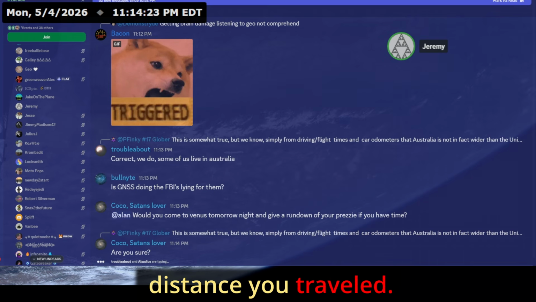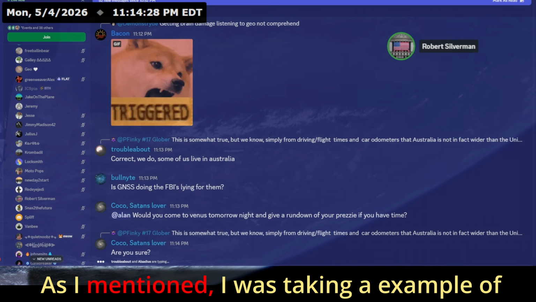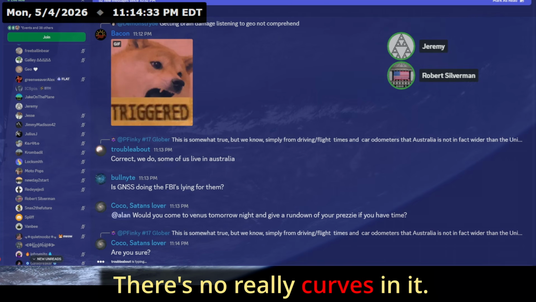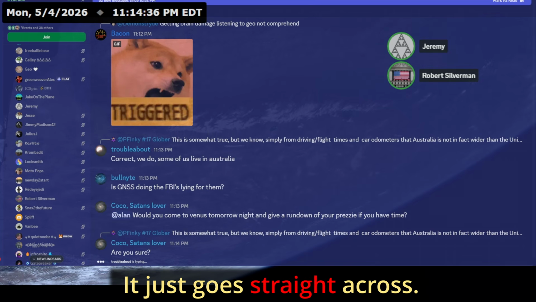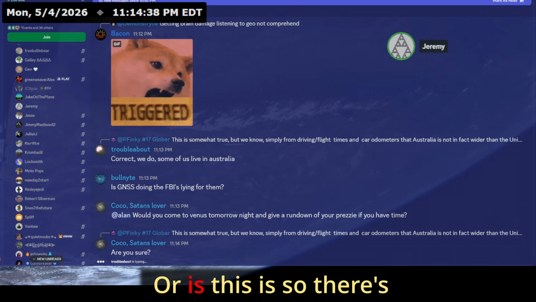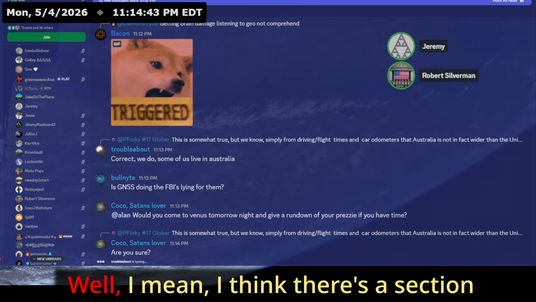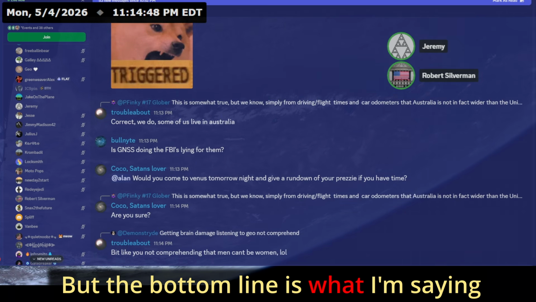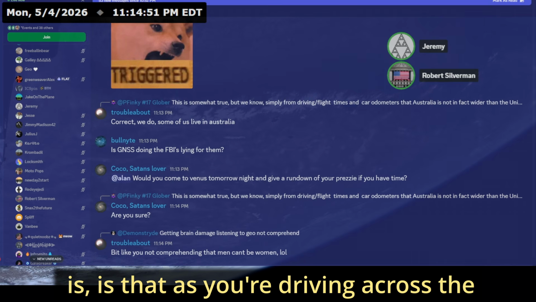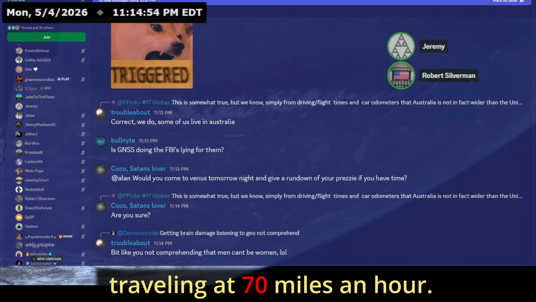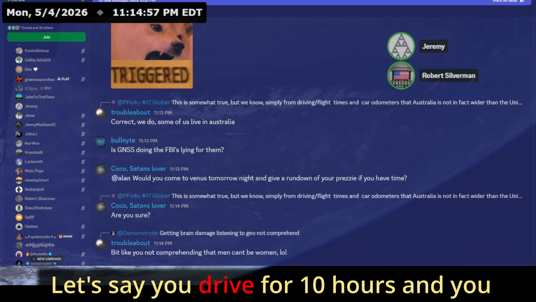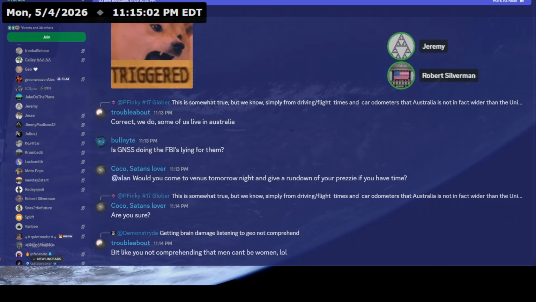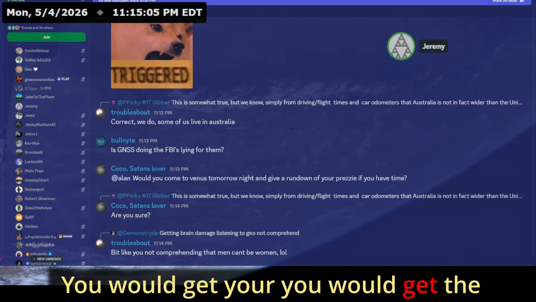Yeah, then you would get the distance you traveled. You want to get the A to B distance, though. As I mentioned, I was taking the example of the 10 freeway, which pretty much goes straight across the United States. There are really no curves in it. Well, I think there's a section in New Orleans where it shoots around a little bit, but the bottom line is that as you're driving and traveling at 70 miles an hour, and let's say you drive for 10 hours, you know how many miles you drove, and you can verify that with your odometer. Yes, you would get the distance you traveled.